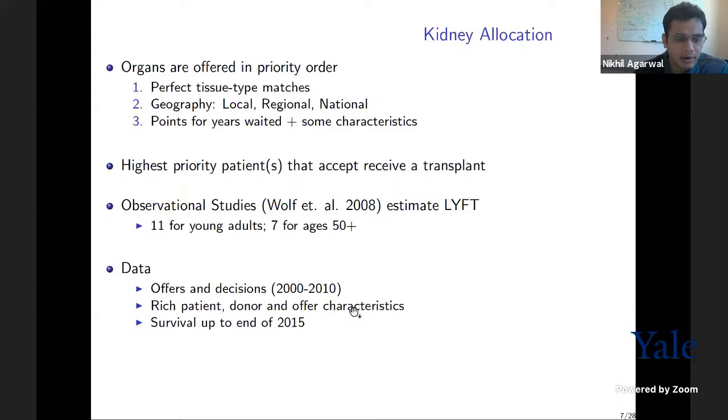So we're going to take data from 2000 to 2010. We have information on every offer that was made for every kidney, the decisions that were made, and whether a transplant occurred or not. We know detailed information about the donor's characteristics, rich information about the patient characteristics, and characteristics that are specific to the patient and donor pair. And we can track patient survival up to the end of 2015, so we can track up to 15 years of survival data.